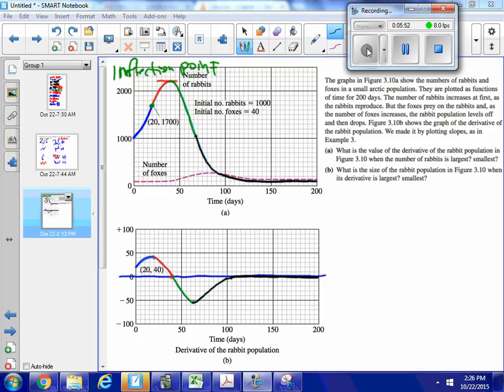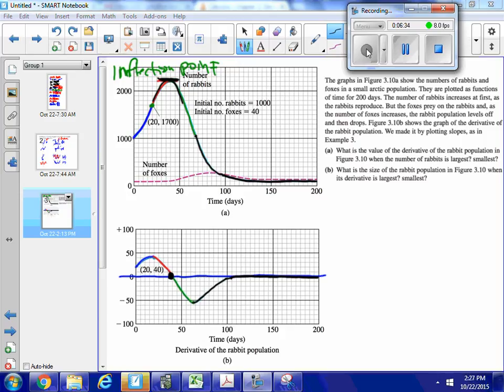Question A says, what is the value of the derivative of the rabbit population in figure 310 when the number of rabbits is largest? Well, the number of rabbits is largest right there. And what is the slope of the tangent line right there? Well, it is 0, because the rabbit population has been going up, and it reaches its maximum, and then it starts going down. So the slope of the tangent line right at that maximum is 0, and that corresponds with the 0 right there on the graph of the value of the derivative.